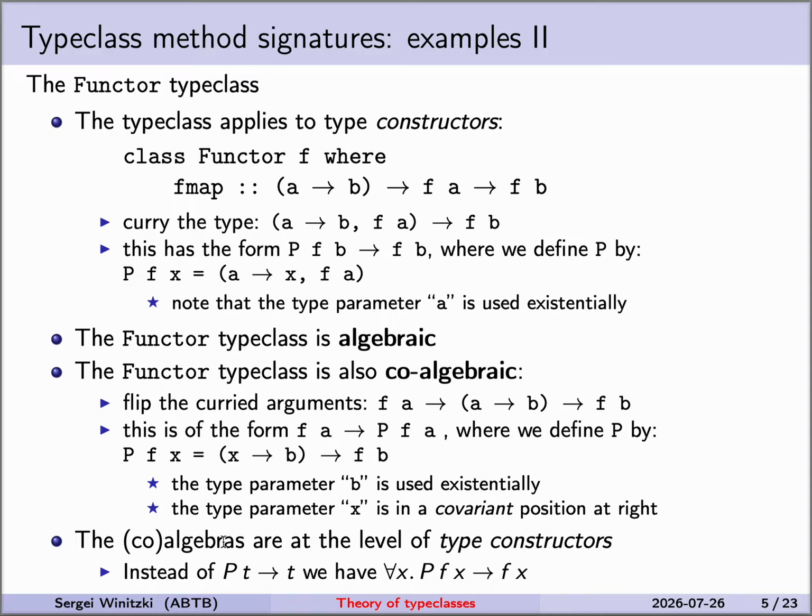And as I was already saying, here the co-algebras and algebras are understood at the level of type constructors. So it is a type constructor f and a higher-kinded type constructor p, so that we have not a function of type p t to t, but we have a function of this type for all x, p f x to f x. So that is the form into which we were trying to massage our type signatures in order to discover whether a given type class is algebraic or co-algebraic.